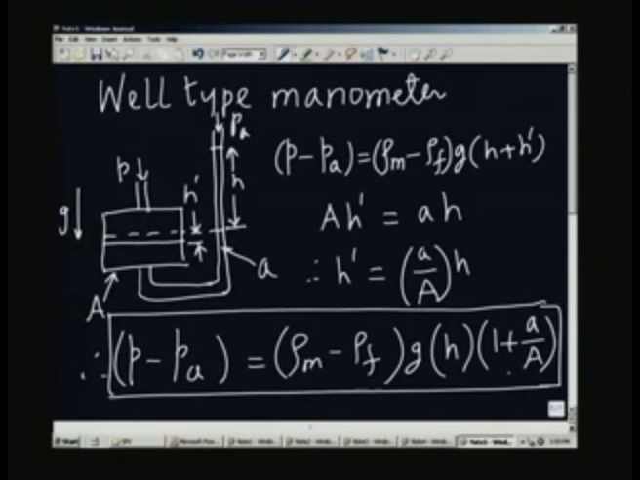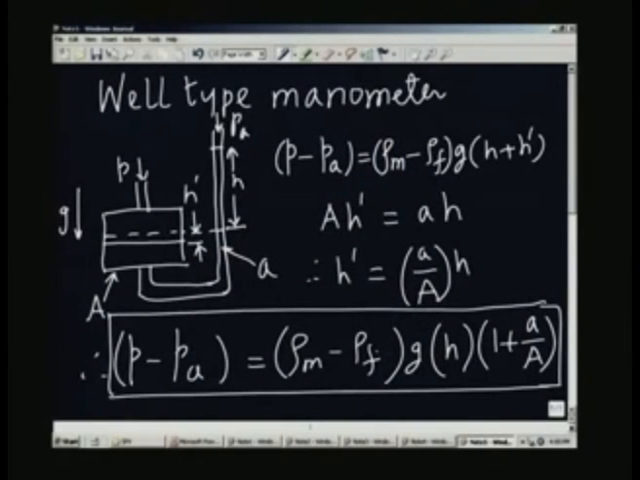So, this will be a small factor, and sometimes we can neglect this A by A. When we are measuring a large pressure, this A by A may be neglected, and therefore, you can use only H. Or what is done in practice is to expand the scale along this direction. Instead of using 1 centimeter equal to 1 centimeter, I will expand it slightly, or I will change the scale on that, such that 1 plus A by A into H is what is indicated there.